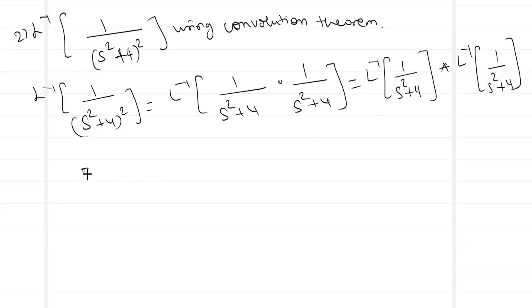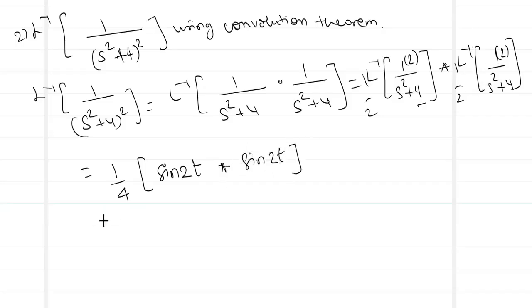Now Laplace inverse of 1 by s square plus 4 requires a 2 in the numerator, because this is s square plus 2 square. So balance it by multiplying and dividing by 2. Similarly, here also you require 1 by 2 and 1 by 2, so this totally makes it 1 by 4. Since it is a constant, the first one is sine 2t convolution with, again, sine 2t. So I have 1 by 4 times sine 2t convolution sine 2t.